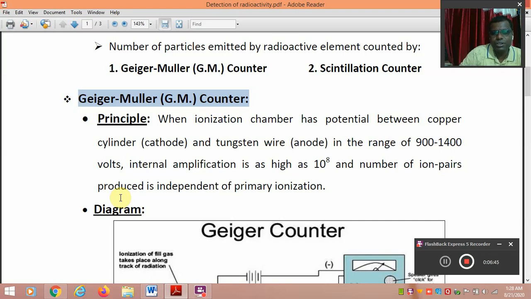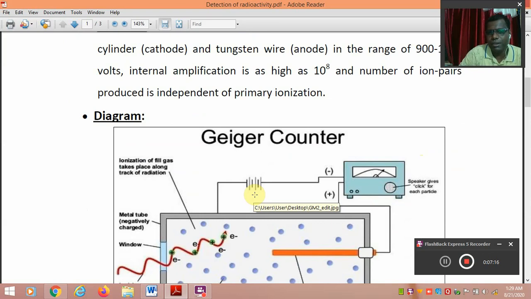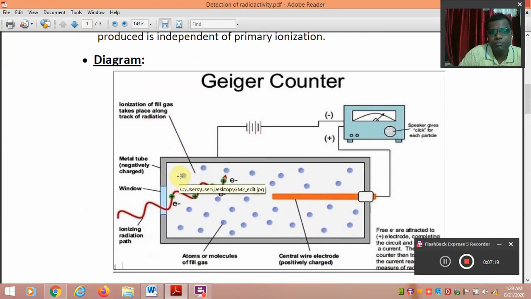That's why the initial ion pairs formed due to the radiations are called the primary ionization, and from these ion pairs, from the negatively charged species or the electrons, the second ionization takes place, that we call secondary ionization. But the next pair of ion pairs which is formed here is independent of primary ionization. So once the primary ionization takes place, the secondary ionization will get started, and that does not depend upon the primary ionization.